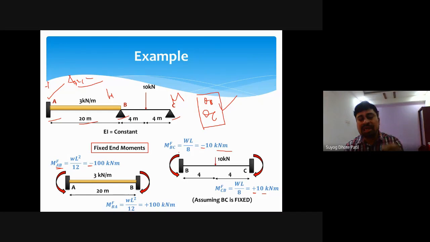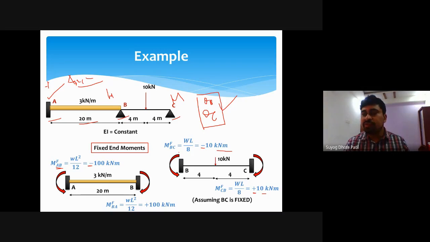Now, these are the conditions in case of support or joint, but we have to give this relation in terms of members. At joint B, there are two members, BA and BC. If the moment at joint B is 0, it means moment in terms of BA plus moment in terms of BC will be equal to 0. This will be my first equation.